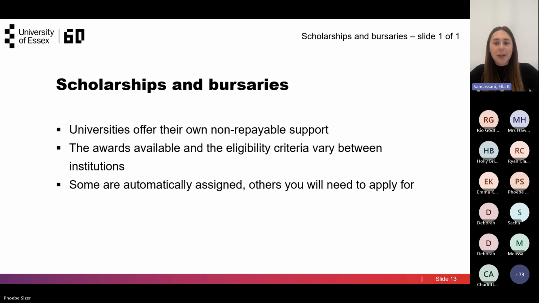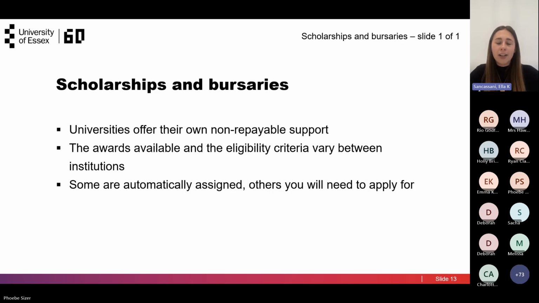Moving on to scholarships and bursaries. Universities offer their own non-repayable support, which is a great way to help your young person with the cost of living at university. The awards available and the eligibility criteria do vary between institutions. So it's really worth doing some research into these to know what your young person might be eligible for. Some of them might be automatically assigned to your young person. Others they might need to apply to.